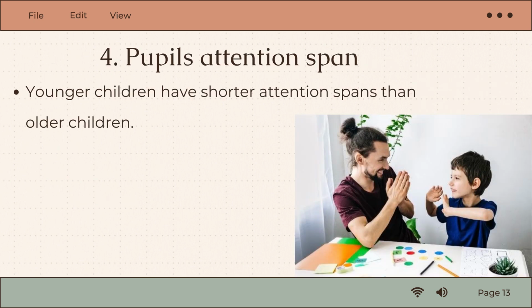So the fourth principle is pupils' attention span. Younger children have shorter attention spans than older children. As what I have learned, ang nai-research nga nagingon nga, ang attention span sa bata depende sa ilang edad. So if the student is 5 years old, 6, 7, 8 years old, ang attention span pud nila is 5 minutes, 6 minutes, ana.